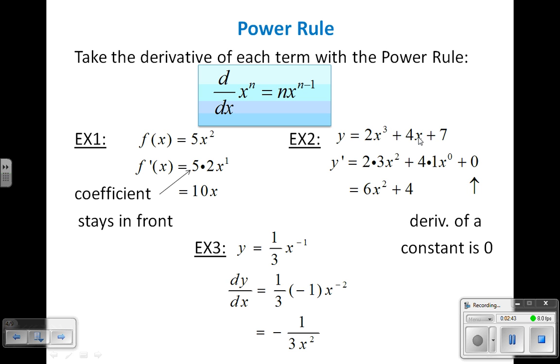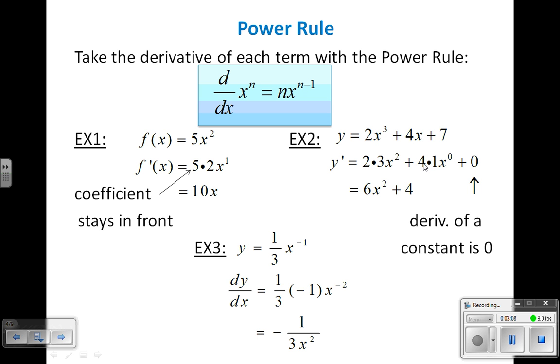If I have multiple terms, here are 1, 2, 3 terms. Remember, terms are things separated by plus and minus signs. To take the derivative, I use my power rule on each term. The 2 stays, I bring down the 3, x to the 3 minus 1, which becomes a 2. So my first term's derivative is 6x squared. I keep going, so 4 times x.